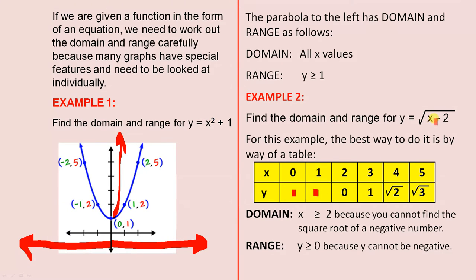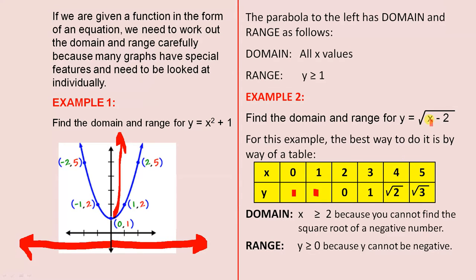If x is 2, 2 minus 2 is 0. The square root of 0 is 0. If x is 3, 3 minus 2 is 1, and the square root of 1 is 1. So when x is 3, y is 1.